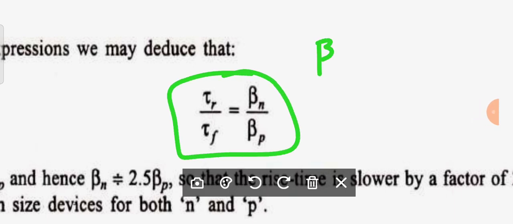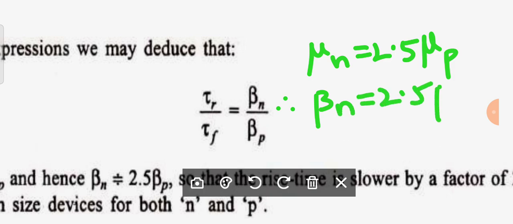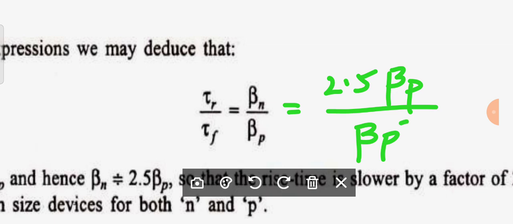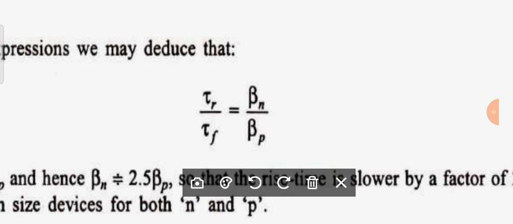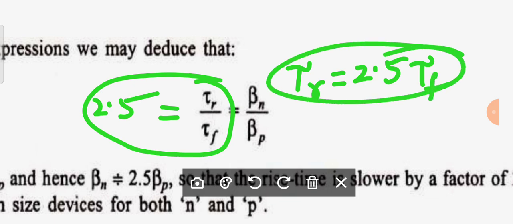But we know very well that you can observe mu n is equals to 2.5 times mu p. Therefore, beta n is also equals to 2.5 times beta p. Now after substituting this here, this becomes 2.5 times beta p divided by beta p. Beta p gets cancelled. The value becomes 2.5. Therefore, this is equals to 2.5. Finally, we can conclude that the rise time is 2.5 times the fall time. That means rise time is slower than the fall time. How much slower? 2.5 times slower. I hope that you are clear.